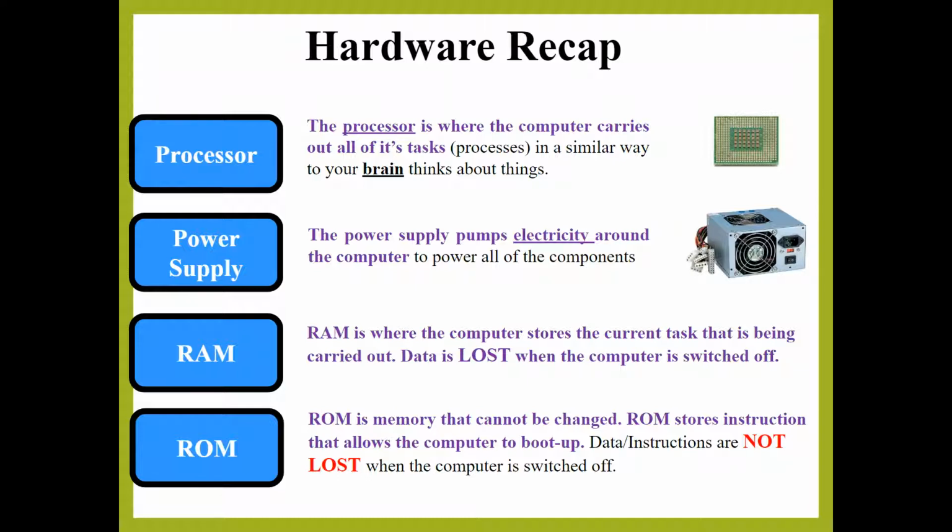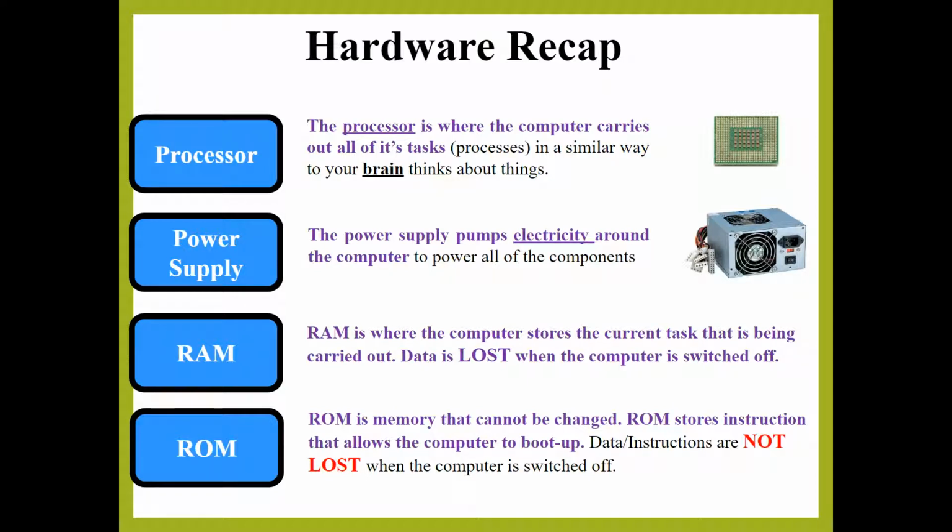RAM. RAM stands for Random Access Memory, and all that does is it stores all the current tasks that are being carried out. So if you're on TikTok, if you're playing Fortnite, whatever you're doing, it's all stored in the RAM. And as soon as you turn that computer off or your phone off or whatever it is off, all the data is gone. It's lost forever.